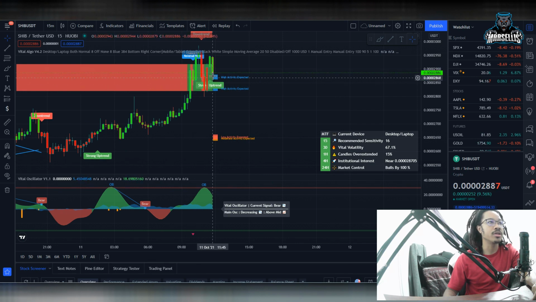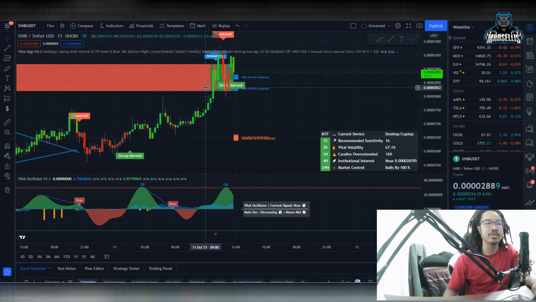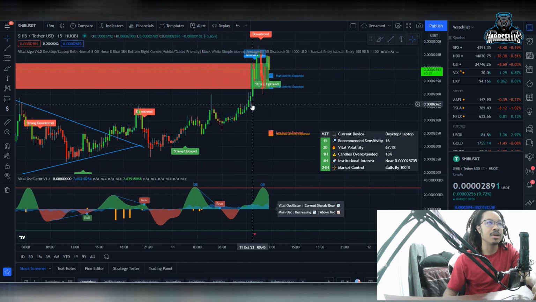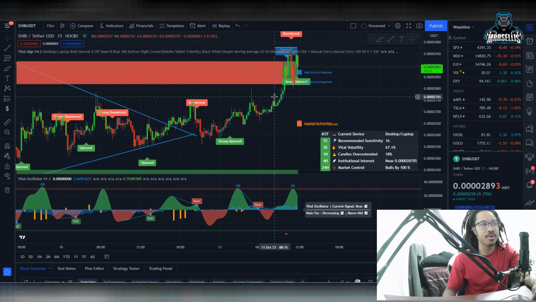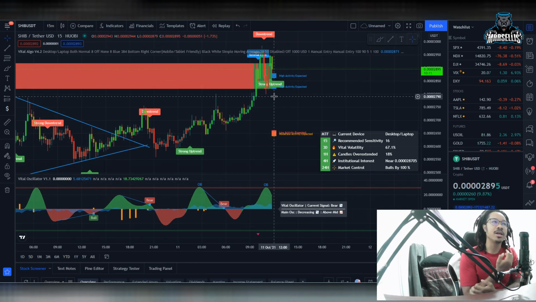So this green area here is telling us that the demand is very high for Shib now that it went from red to green. So this is about to be very big here for Shib. We're really about to go on a big uptrend here. So I definitely want to see some good stuff inside Shib in the near future.